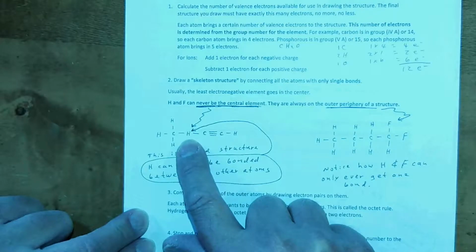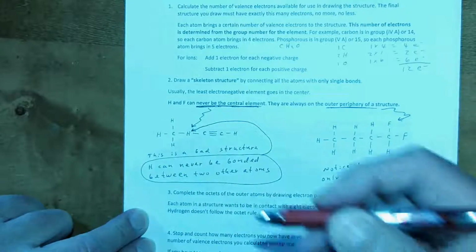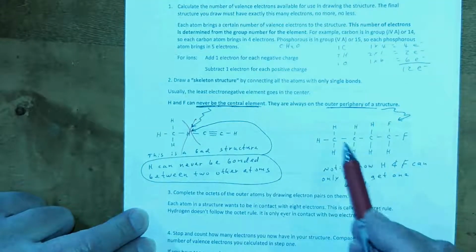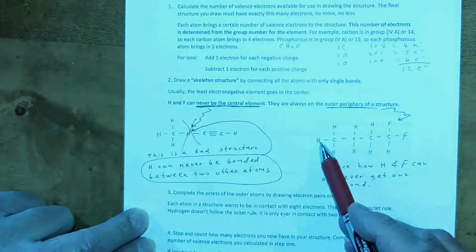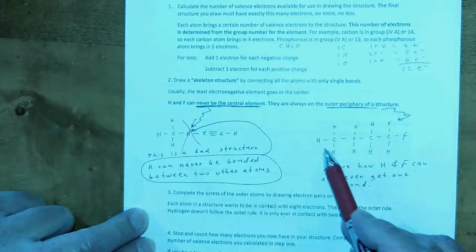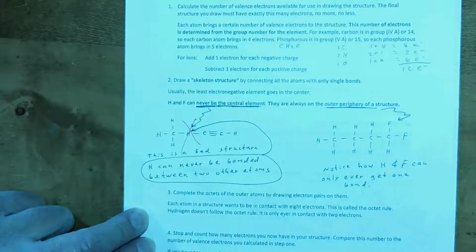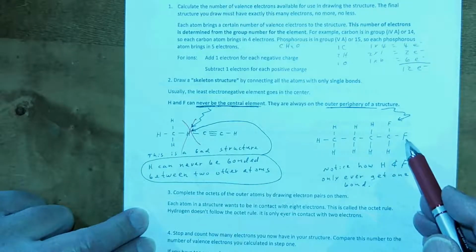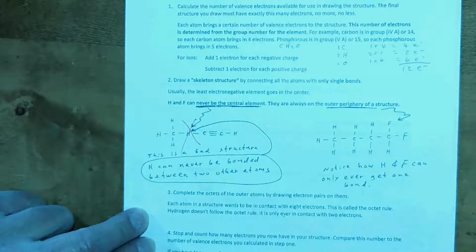So hydrogen can never be your central atom. Never, never, never. You get pretty used to this over time. You notice that hydrogen is always on the outer periphery of a structure. You see how here the hydrogen atoms are all along the outer periphery. There's another element that's just like that, where it's always on the outer periphery, and that is fluorine. So fluorine atoms, hydrogen atoms always live on the outer edges of a structure, never in the middle.